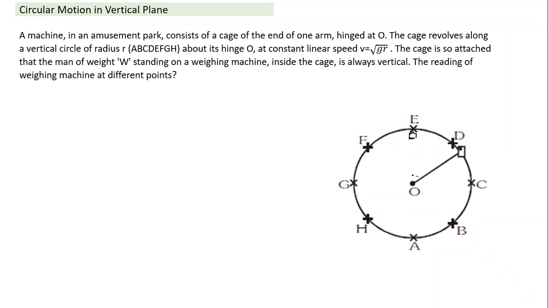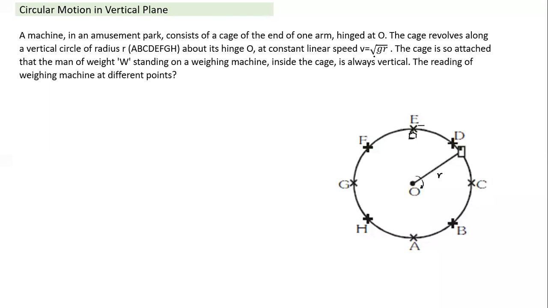And typically what happens here, initially it may gain speed and get accelerated. After a while, it moves with a constant angular velocity. If it is moving with constant angular velocity, each cage will have the same constant speed when it is moving in a steady state. So we are talking about steady state. So this is the amusement park, with a cage at the end of each arm, hinged at O. All cages are hinged here. It revolves around a vertical circle of radius R, and this radius is R.